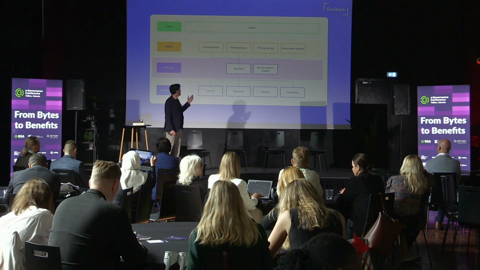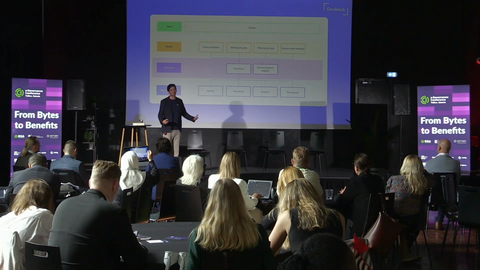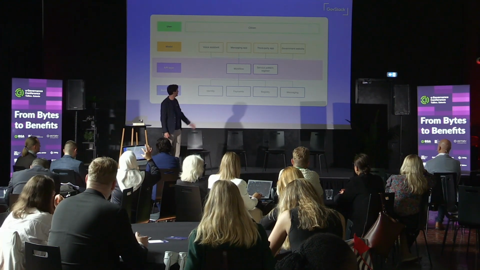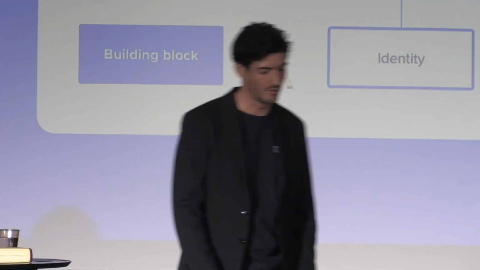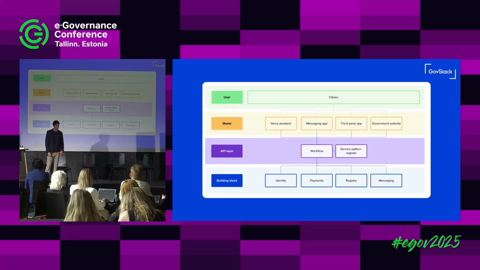So we won't necessarily know how citizens are going to be interacting with our government services. They might be going through a voice assistant, they might be going through a third-party app not provided by the government, or they could go through the government website. But let's imagine we're in a near future where maybe the website isn't the main way people interact with government. So what are we actually thinking here? Perhaps service patterns play a part in this kind of registry concept, which the workflow can call from and decide how to serve that service to a citizen.